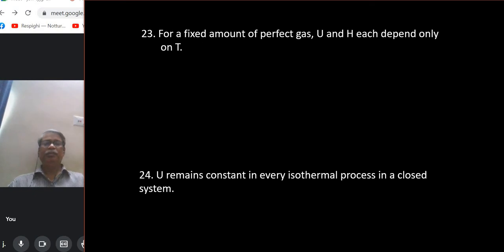The next question: U remains constant in every isothermal process in a closed system.